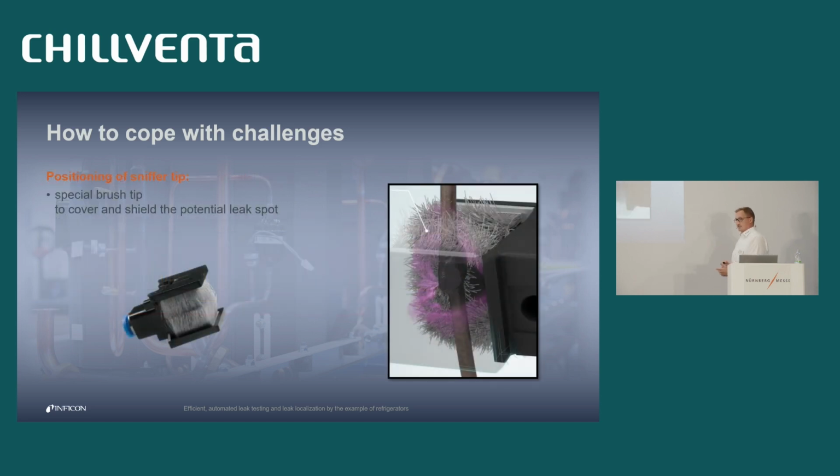The idea is to use a kind of customized sniffer tip. In this case, it's a brush tip. And what's happening inside this brush tip, you can see in this cut image right here. It's kind of shielding the joint so that the sniffer can easily catch the gas which is escaping through the leak, even if it's on the backside, because you have a cover around your joint.